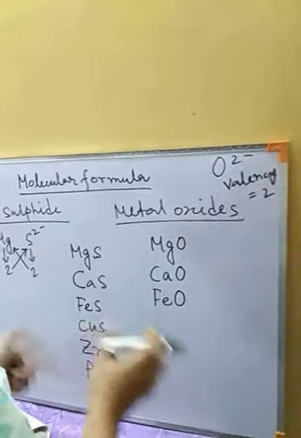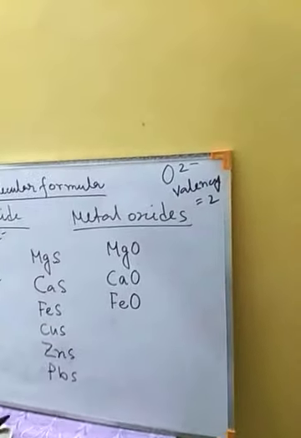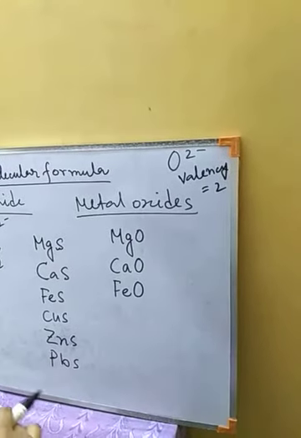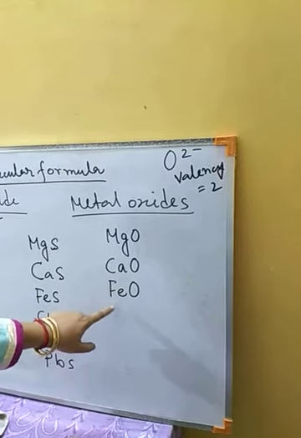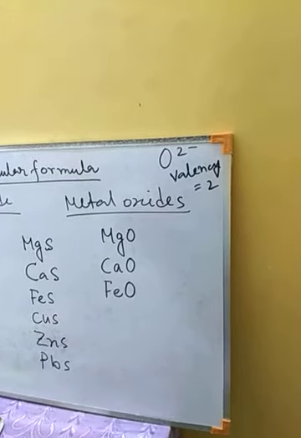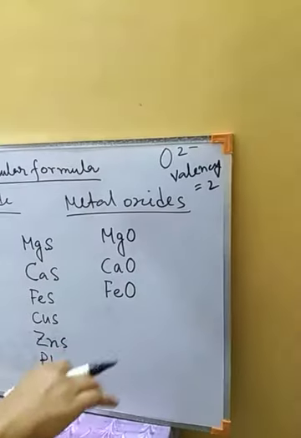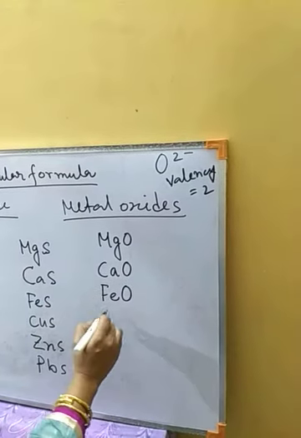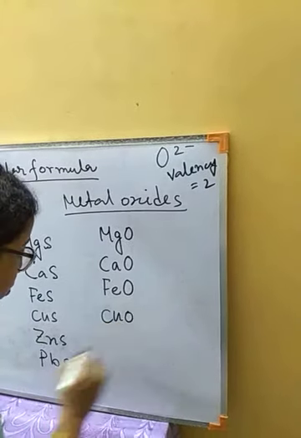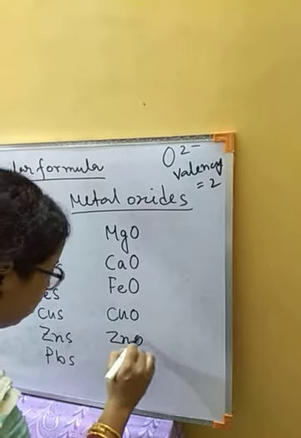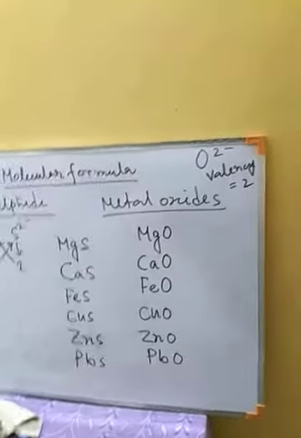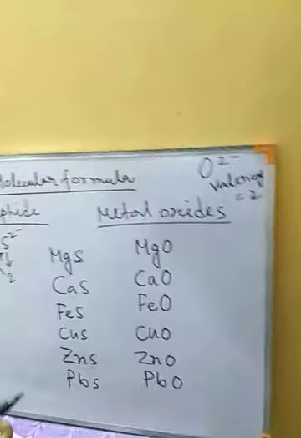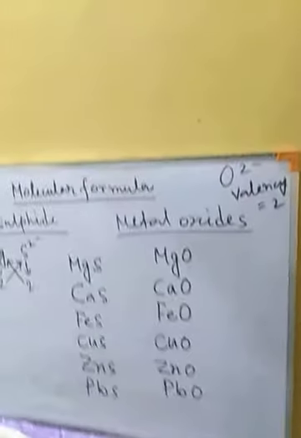Why? Because iron may have valency 2 and also it may have valency 3. So here we are using iron of its valency 2. Okay, so this we have to mention. This is called ferrous oxide. Next, copper oxide, CuO, zinc oxide, ZnO, lead oxide, PbO. Okay, so these are the molecular formulas of the oxides and sulfides of these metals.